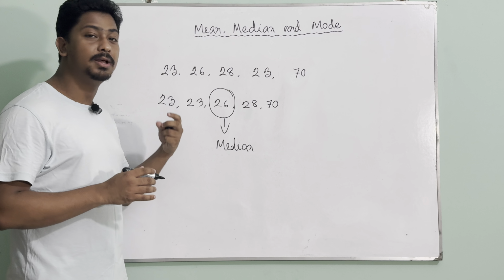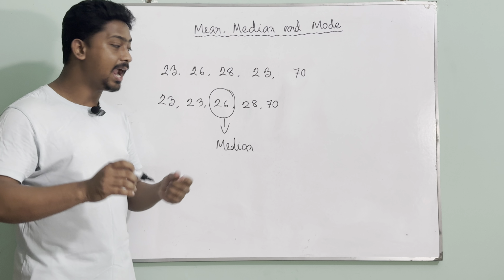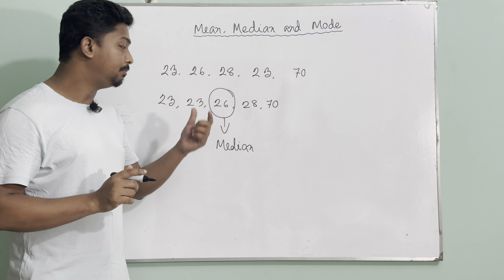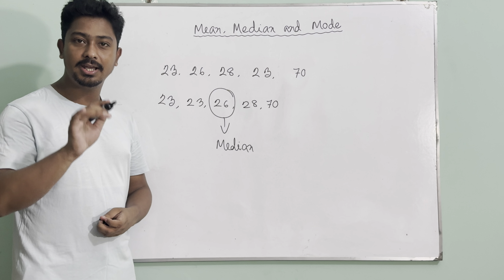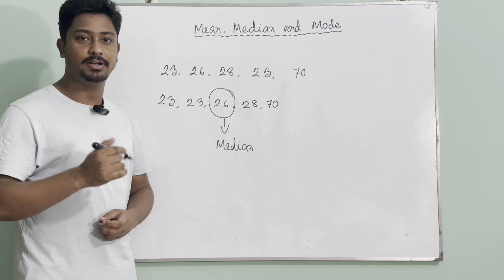Once again, when you have multiple data, just arrange them in ascending order and find which number is in the middle. The middle one is your median, and median is much more accurate than the mean average.